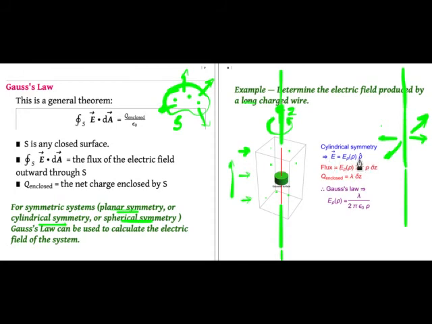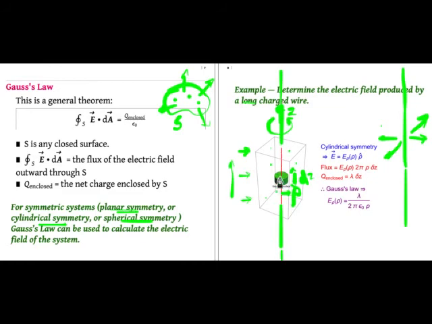That makes it possible to calculate the flux through a cylinder. So the Gaussian surface will be a cylinder. It has to be a closed surface, and so I'll make it a cylinder with height dz. So this height of the cylinder is dz, and radius rho. And now I look for the electric field flowing through that surface.